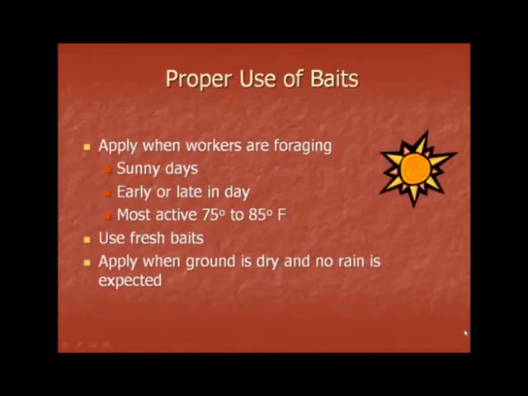When applying baits, it is very important to have proper use of the baits. Always apply when workers are foraging. These are sunny days, either early or late in the day, and they are most active during 75 to 85 degrees Fahrenheit. During the heat of the summer, it is best to apply either very early in the morning or very late in the day, late afternoon or early evening. Always use fresh baits, and apply when the ground is dry and no rain is expected. It is best to have a window of 48 hours prior to application and 48 hours after application.